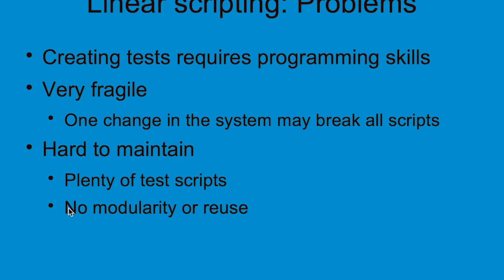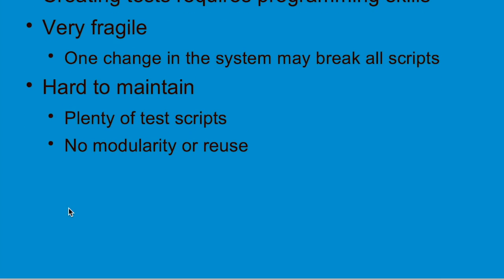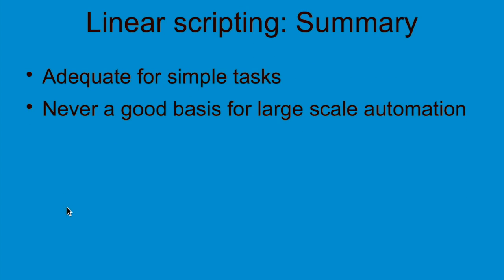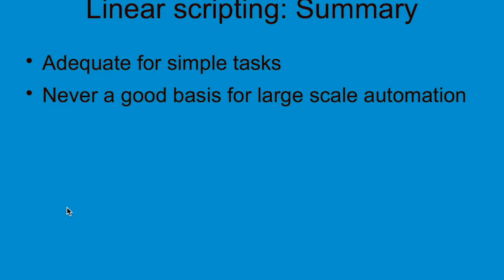Linear scripting has a few problems. Creating tests requires programming skills. They too are fragile. One change in the system may break all the scripts, and they're hard to maintain. There are plenty of test scripts and no modularity or reuse, because for every action you have a script running, so it's not very easy to maintain. Summary of linear scripting: good for simple tasks, never a good basis for large scale automation.